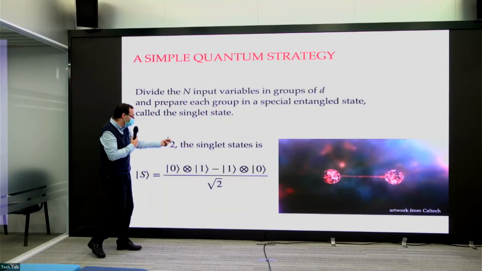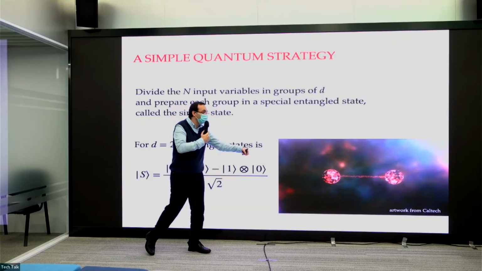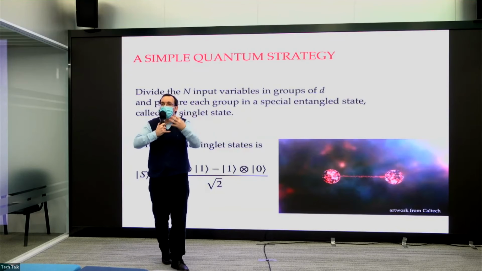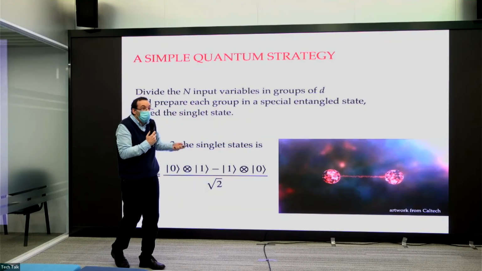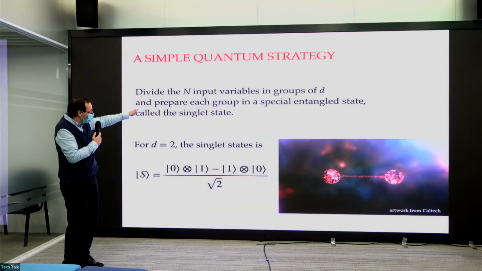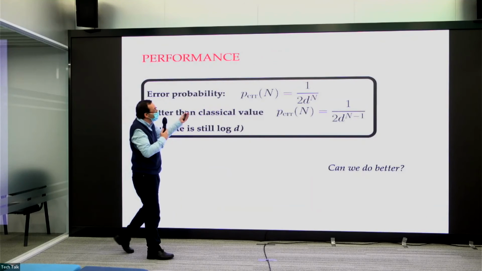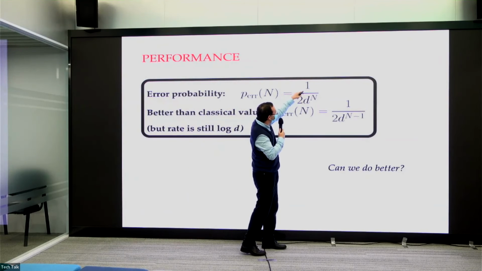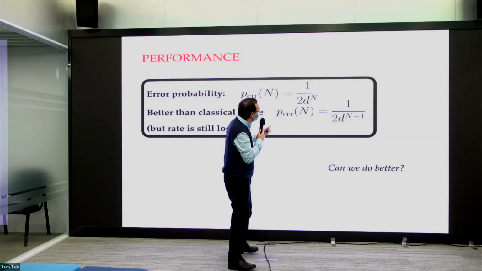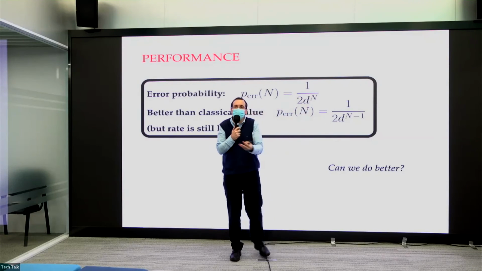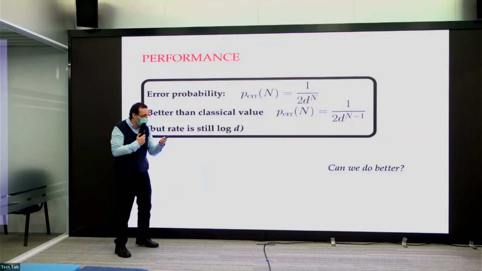So for d equal to 2, this is just the state where, let's say, one spin is up and the other is down, or vice versa. They're superposed coherently together. These two situations coexist together. So one strategy is just to divide the particles in groups of 2, for dimension 2, and prepare them in this way. If you do all the calculation, you find that the probability of error has this value, 1 divided by 2d to the power n, which is a tiny bit better than the classical probability of error. There is just a factor of d, but the rate is the same. So we haven't gone very far. The rate is still logarithm of d.